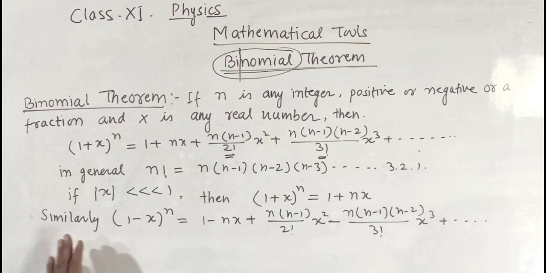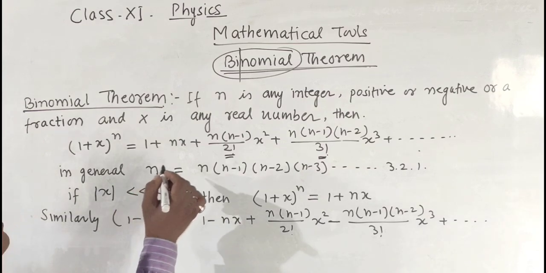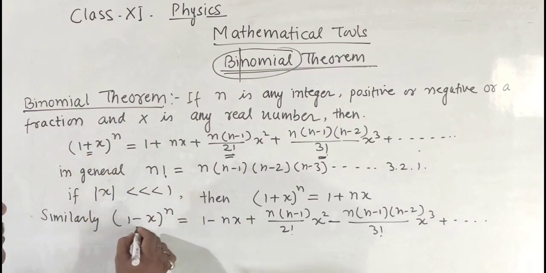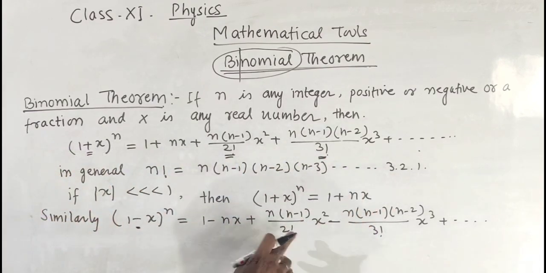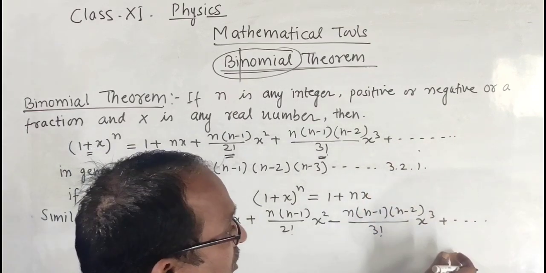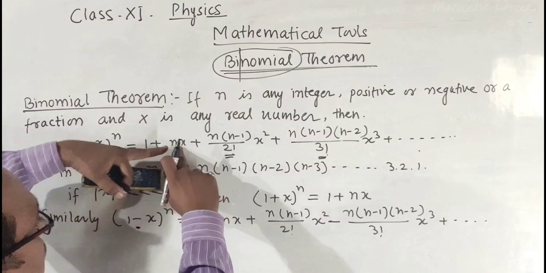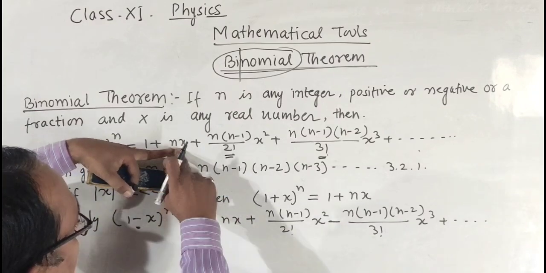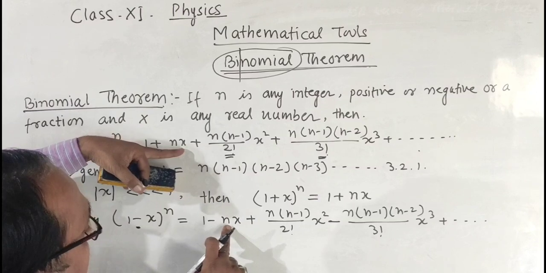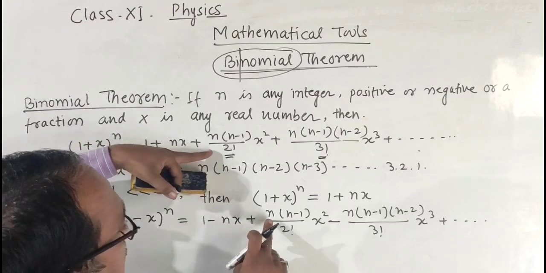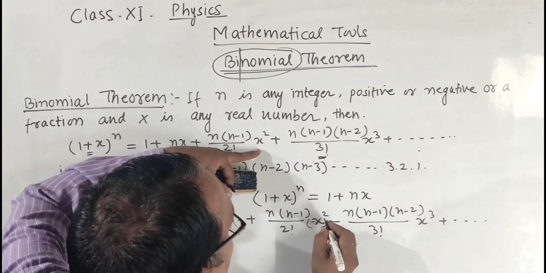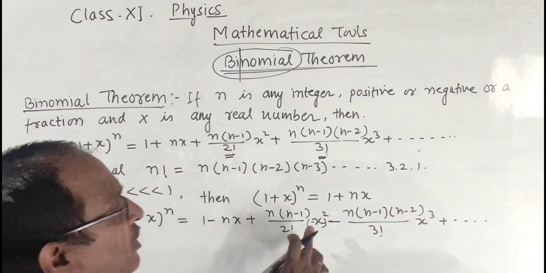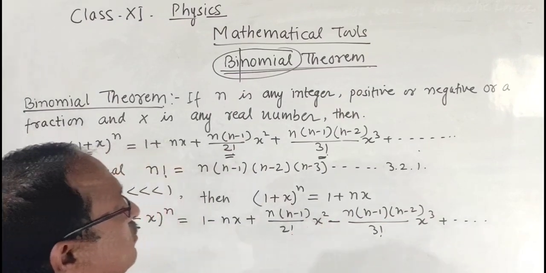Similarly, we can write (1 minus x) to the power n. Here, instead of plus x, we write minus x. So wherever x is coming, instead of x we have to put minus x, then the result can be generated for (1 minus x) to the power n. So if we write minus x for x, it will be converted to 1 minus nx. Then n into n minus 1 by factorial 2, and here minus x to the power 2 means x square, which becomes positive, so directly we can write x square.